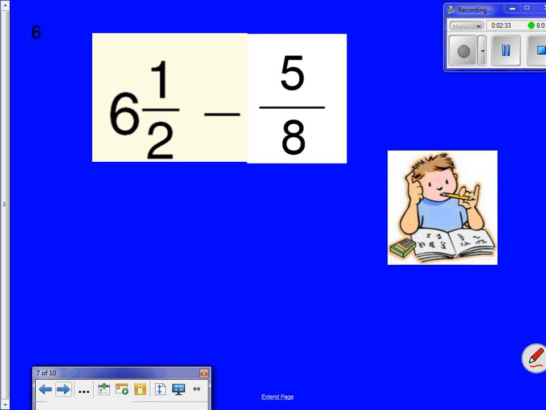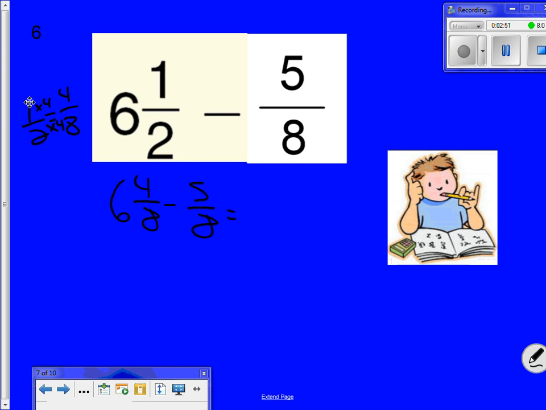Let's go with 6 and 1/2 minus 5/8. We have to put this into eighths. So the half we're going to put into 8. Going times 4 and times 4 gives me 4 over 8. 6 and 4 over 8 minus 5/8.